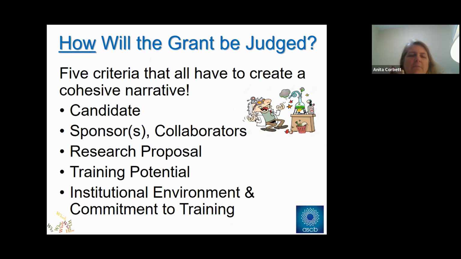Have you picked a lab and a sponsor, as well as collaborators, that are going to provide good training for you? The research proposal is actually even called the research training proposal. So is the research you're proposing going to provide a good training environment for you? And then the institute and environment that you're in, that commitment to training that's evident there, again, contributes to the training potential. So it's really thinking about the whole package and everything as this training mechanism.